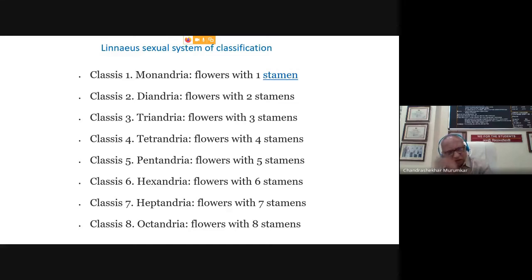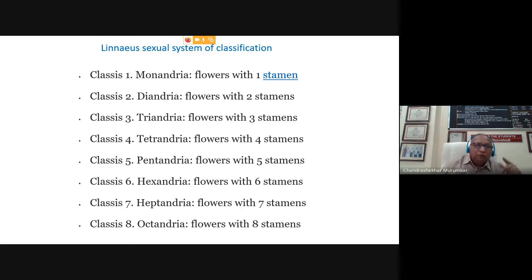For example, for plants, he classified all the plants, right from the algae to angiosperms, into 20 classes. Very interestingly, 19 classes belonged to angiosperms. And he classified the plants considering only one reproductive character. As this was the sexual character he used, the Linnaean system of classification is recognized as the sexual system of classification.